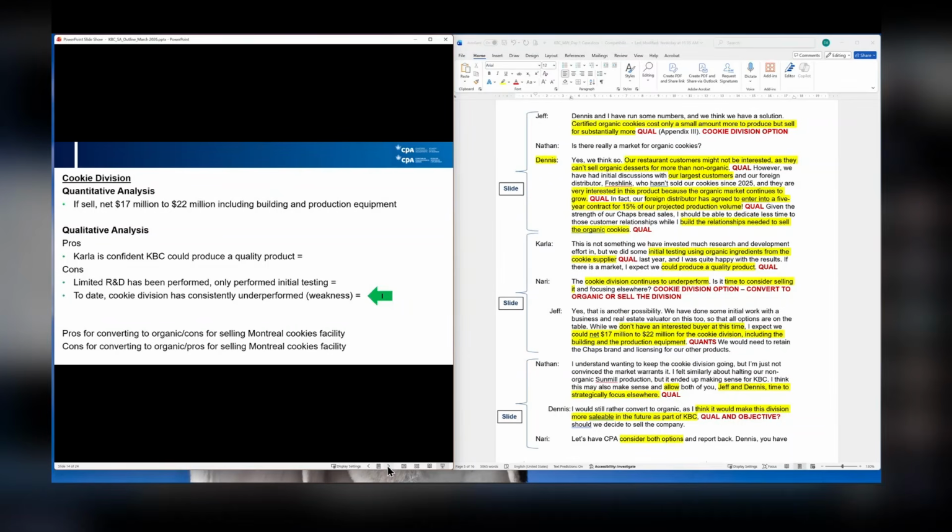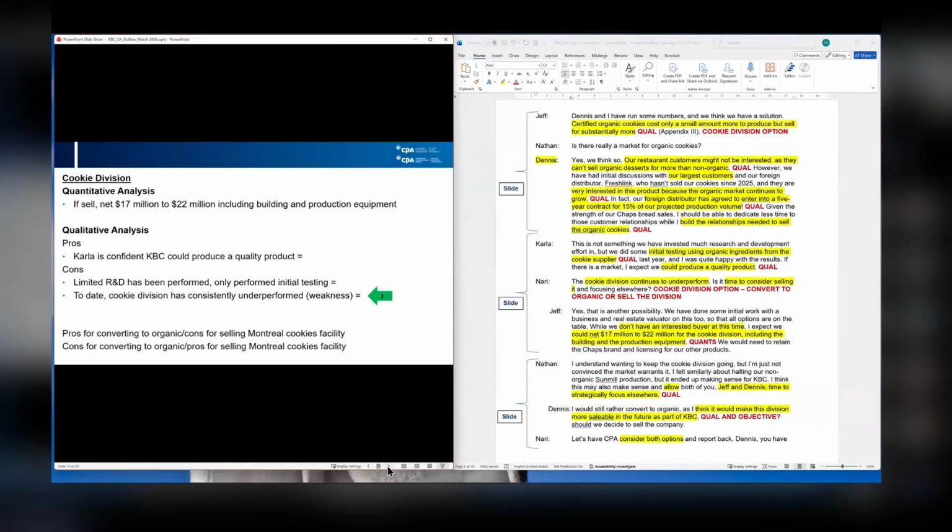So under the quantitative analysis, I'm putting if they sell, they will net between 17 million to 22 million, including the sale of the building and the production equipment. So what that means now is when I'm performing my qualitative analysis, I'm going to change pros and cons to instead. So pros for converting to organic are cons for selling the Montreal cookie facility. Cons for converting to organics are pros for selling Montreal cookies facility.